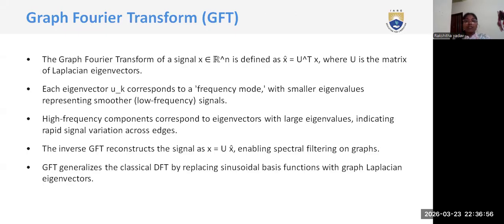Graph Fourier transform, GFT. The graph Fourier transform of a signal x belonging to R to the power n is defined as x hat equals U transpose x, where U is the matrix of Laplacian eigenvectors. Each eigenvector uk corresponds to a frequency mode, with smaller eigenvalues representing smoother, low frequency signals.